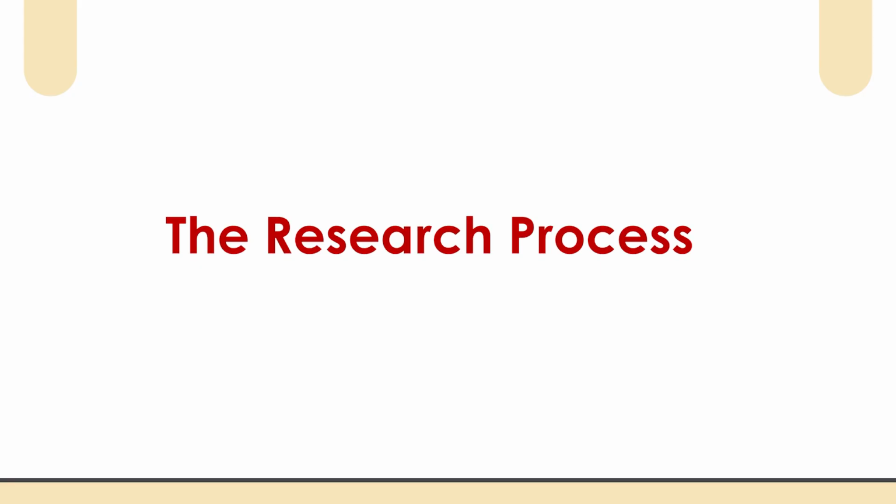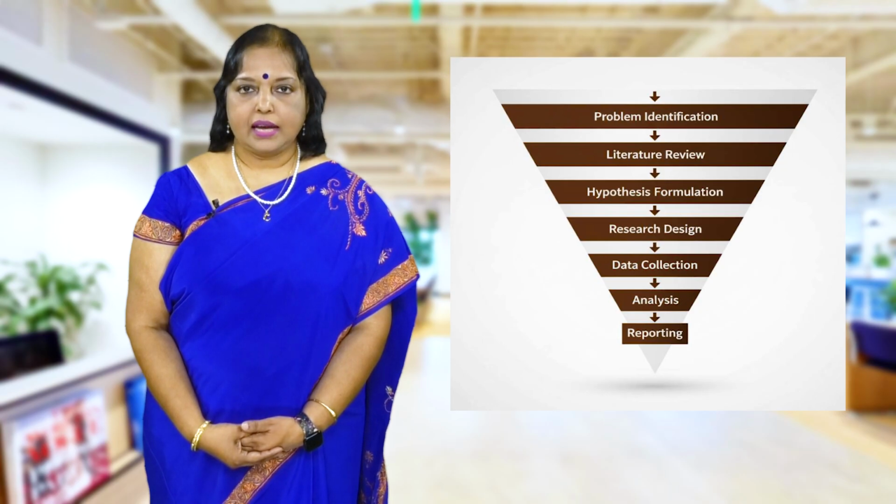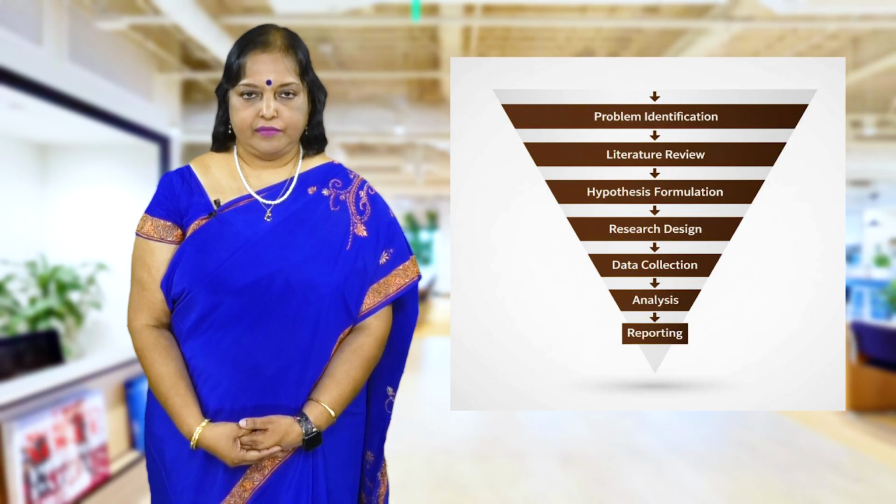To understand research methods better, let's first outline the research process. It usually involves the following steps. Step 1, identifying a research problem. Step 2, reviewing existing literature. Step 3, formulating research questions or hypotheses. Step 4, designing the research. Step 5, collection of data. Step 6, analyzing and interpreting the collected data. And step 7, presenting the findings. Let us now see what each step entails.